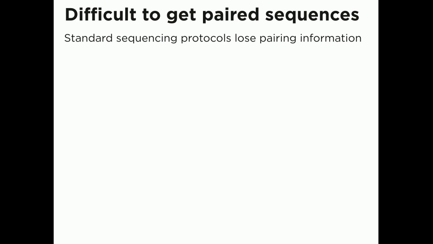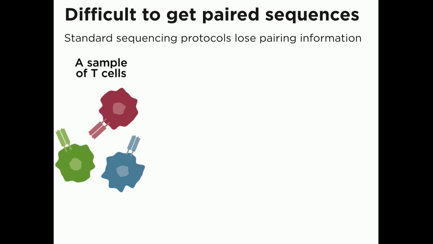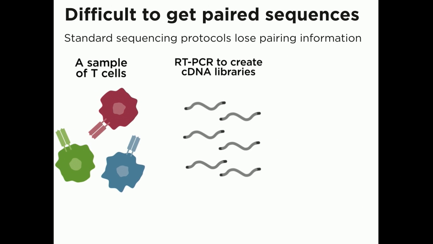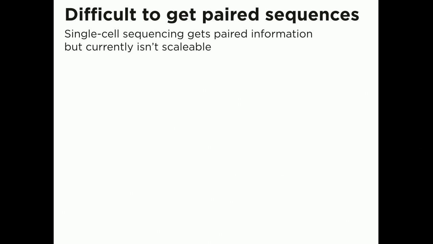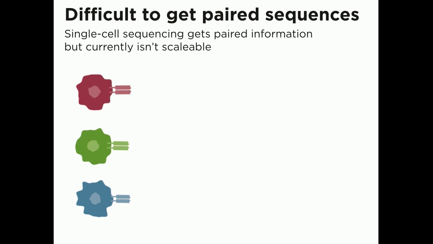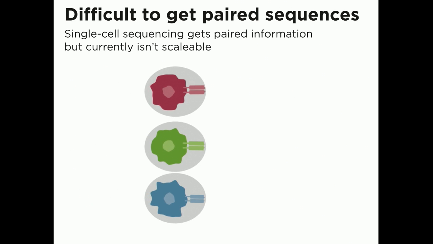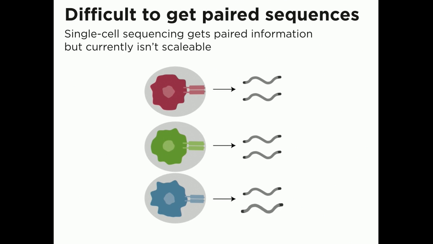So why is this hard? Well, first, with standard sequencing, we would lose pairing information. So if we were to take these 3 T cells, sequence the alpha and the beta chains, we would get 3 alphas and 3 betas, but we wouldn't know which pairs with which. So in order to get around this, immunologists have done some variation of single-cell sequencing where they'll take the T cells, physically separate them into individual cells, and then sequence each individual cell, maintaining the pairing information.